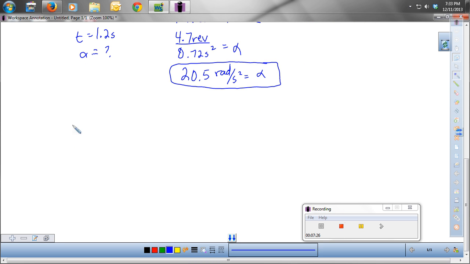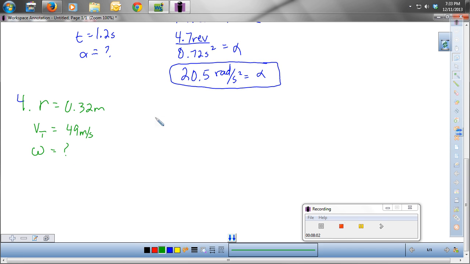Okay? All right, the fourth one, I think I want a new ink color. Let's go with green. So the fourth one says that we have a small pebble that breaks loose from the treads of a tire. The radius of the tire is 32 centimeters, 0.32 meters. And I know that the tangential speed, which is just the linear speed on a tangential line, is 49 meters per second. And they want the angular speed, omega.